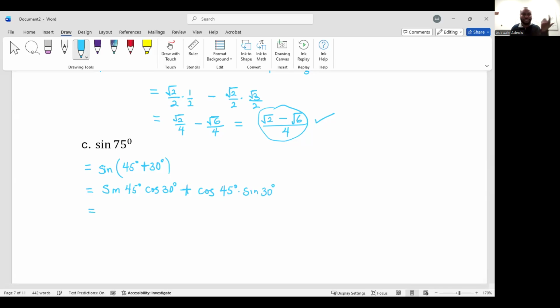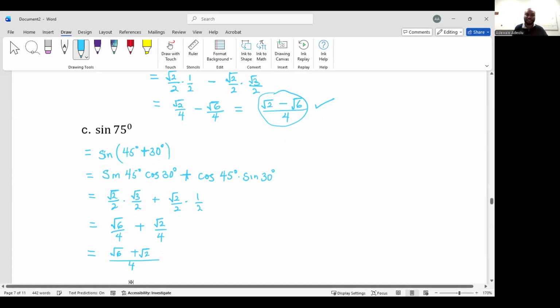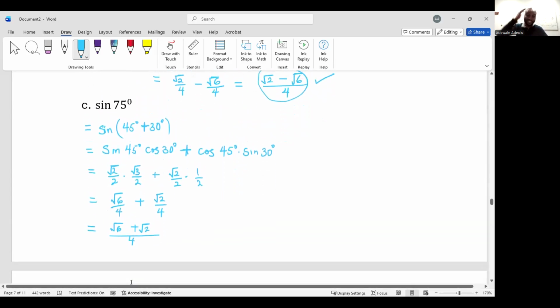So what is sine of 45 degrees? Well, always root 2 over 2. Cosine of 30 degrees is root 3 over 2, plus cosine of 45 degrees, again root 2 over 2, times sine of 30 degrees, 1/2. So that is root 6 over 4 plus root 2 times 1, root 2 over 4. And our answer is root 6 plus root 2 over 4. That is our answer for sine of 75 degrees.